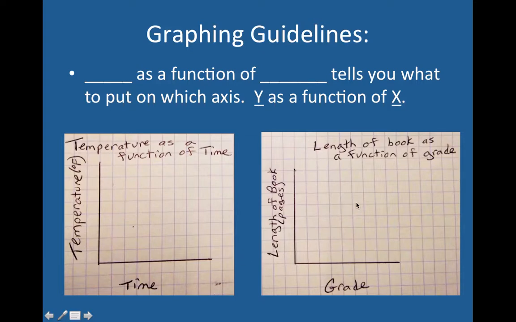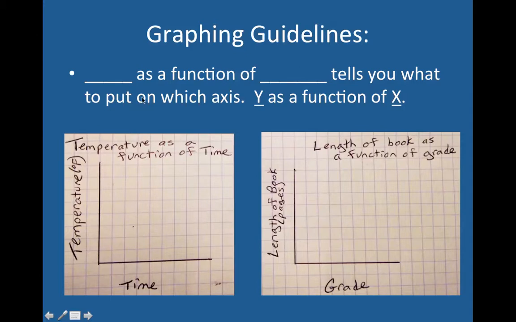This one on the right, I have a hypothesis that as you get older and your grade level changes in school, the length of the book you read in English class might change. So graph is going to be length of book as a function of grade. So on the y-axis goes length of book in pages, so how many pages are the books you have to read for English. And then on the x-axis goes your grade, 5th, 6th, 7th, 8th, etc.